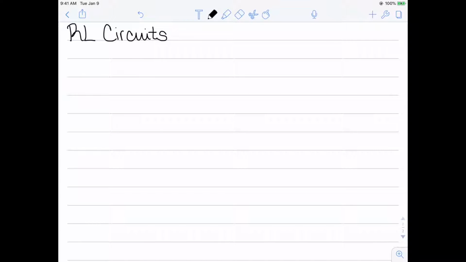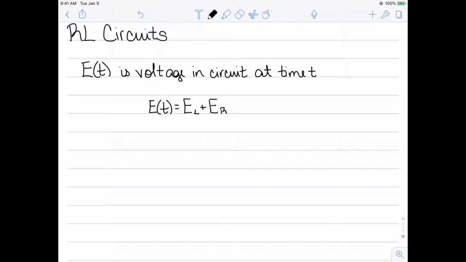Now that we understand some of the basics of circuits, let's specifically look at RL circuits, the resistor inductance circuits. We're going to let E of t be the voltage in the circuit at time t. And in these type of circuits, we have that the voltage is going to be given by EL plus ER. And as reminders, EL is the voltage across the inductor, ER is the voltage across the resistor.